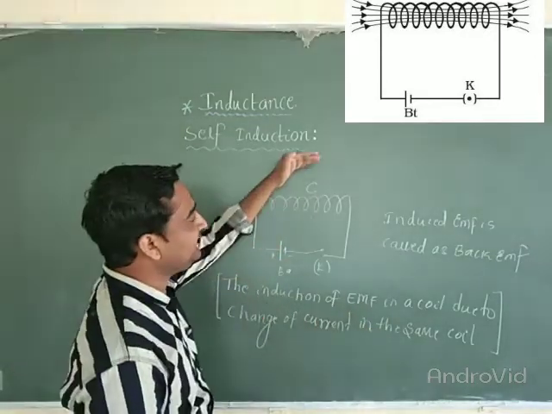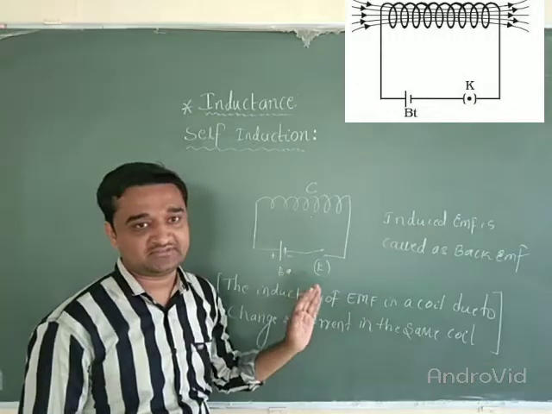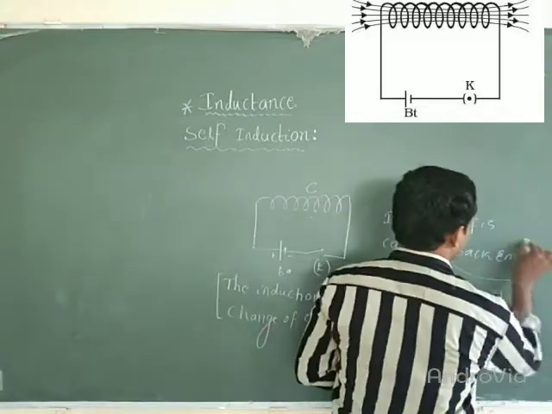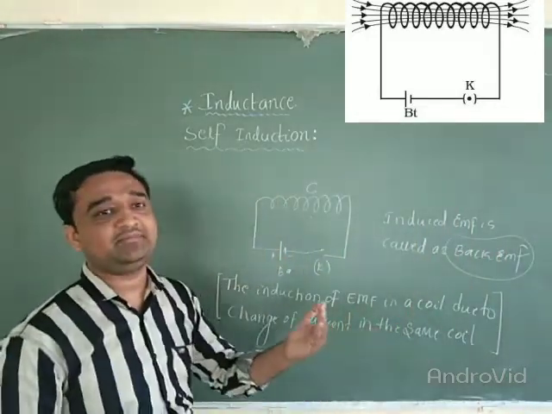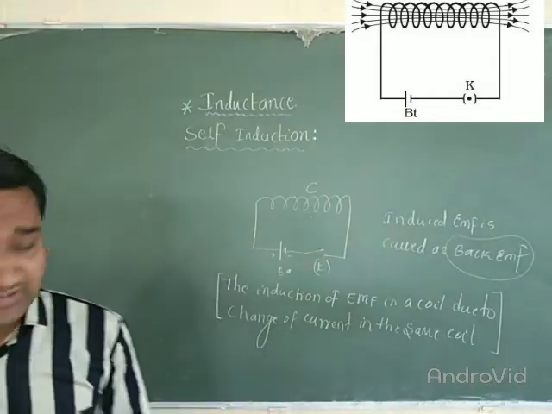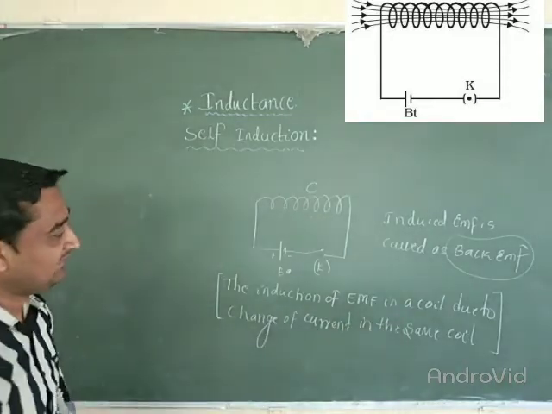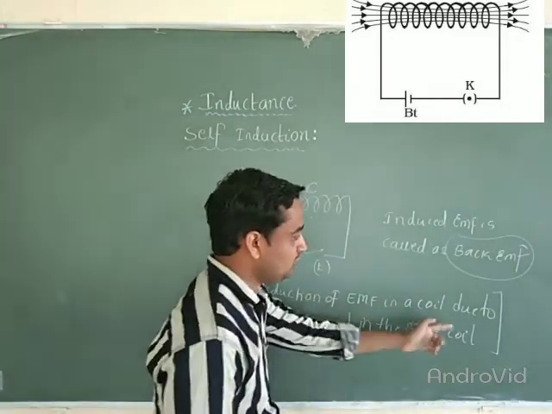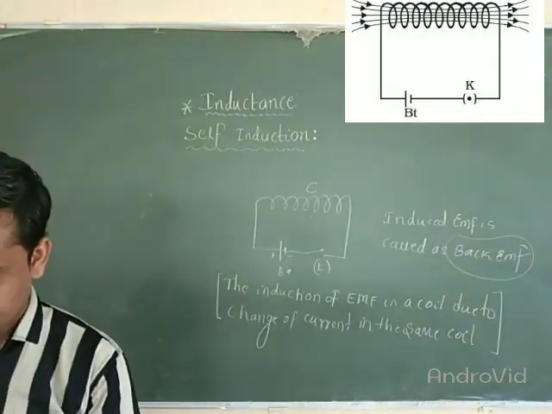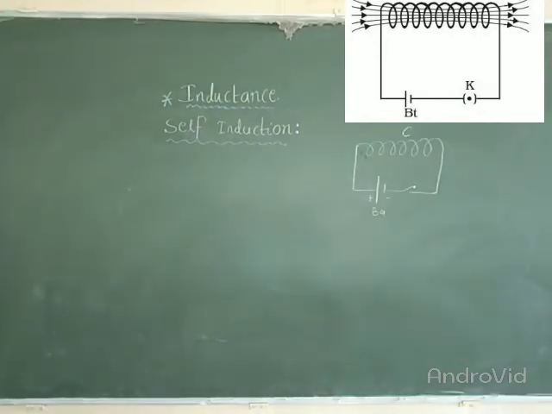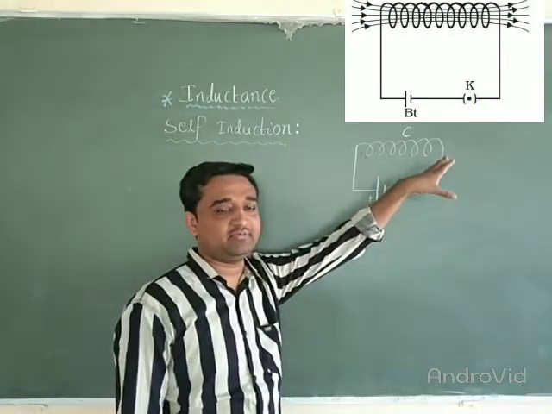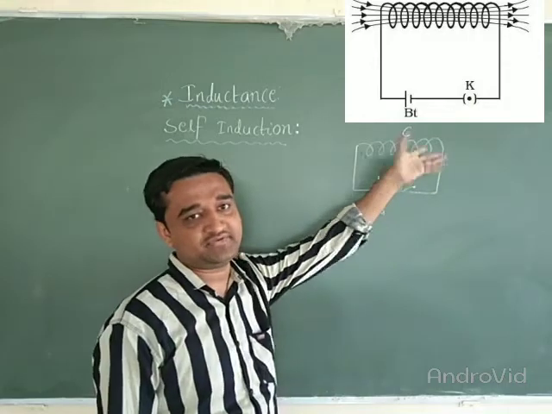It opposes the increase and decrease of current inside this coil. Which one? The induced EMF. So that's why the induced EMF is called back EMF, because it opposes the change of current. Change of current means growth of current and decay of current. So this phenomenon is called what? This induced EMF is called what? The back EMF, and the induction of EMF in a coil due to change of current in the same coil is called self-induction, right? So now we have got the definition of what is meant by self-induction. That is, the induction of EMF in a coil due to change of current in the same coil, right?